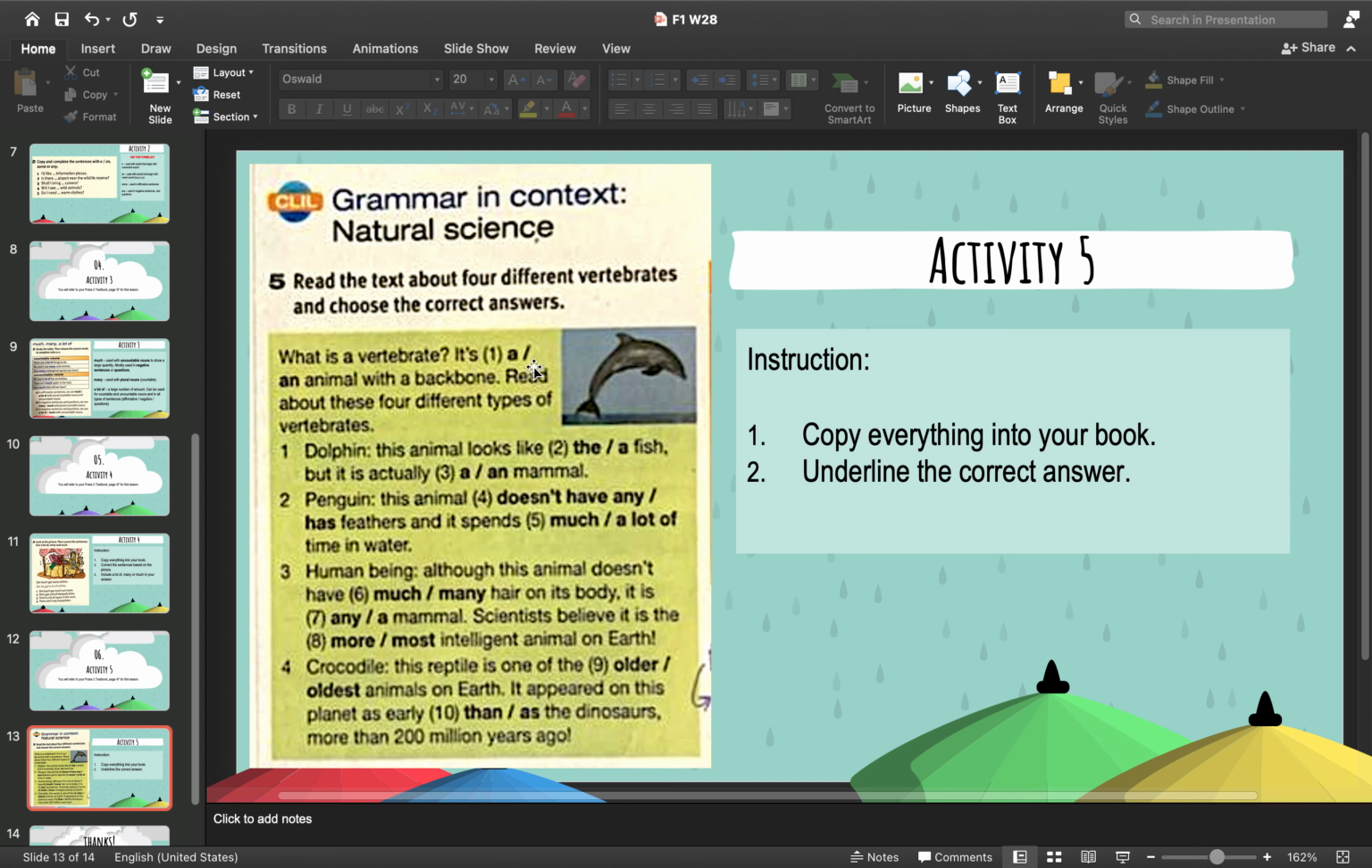Baca ayat ni, kemudian kamu akan nampak ada pilihan jawapan. Like here, number 1, a or an. Number 2, there a. 3, 4, 5, 6, 7, 8, 9, 10. Okay? Alright, so salin semua. Kalau ada perkataan tak faham, boleh tengok kamus. Okay? So, penting untuk kamu salin sebab ejaan dia sangat berbeza daripada benda yang kita selalu eja lah. Okay? And so, kamu boleh tambahkan lagi kamu punya vocabulary. Alright? And gariskan jawapan yang betul.